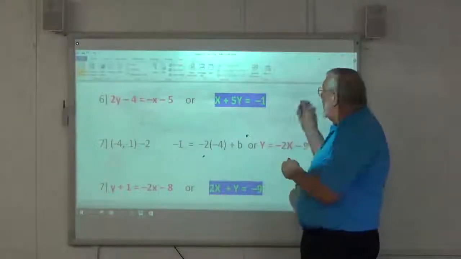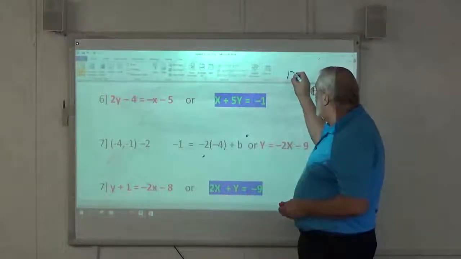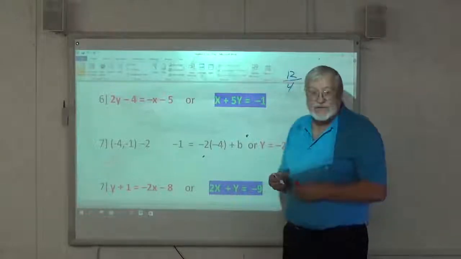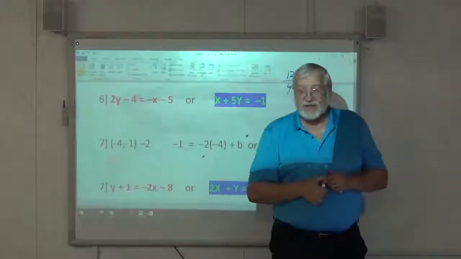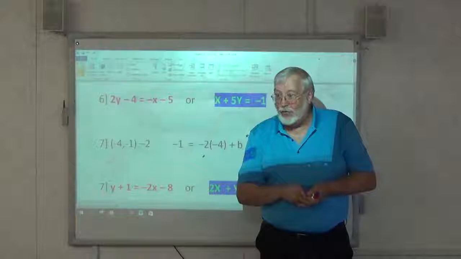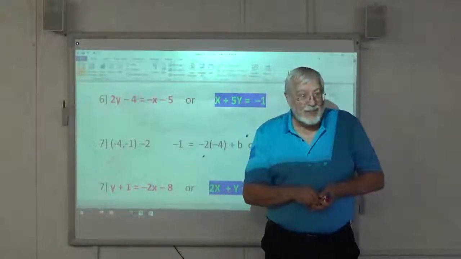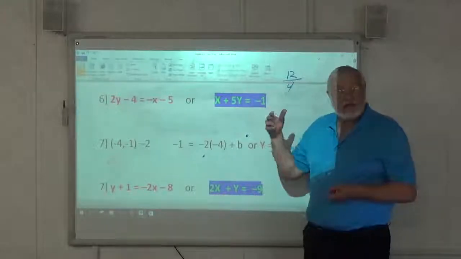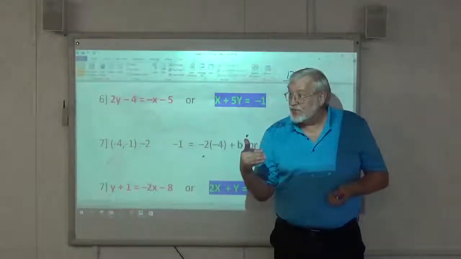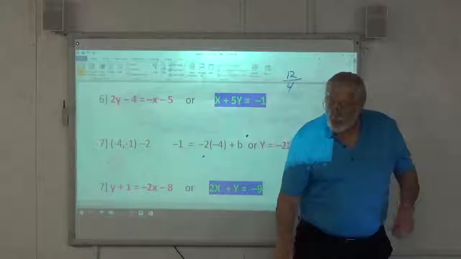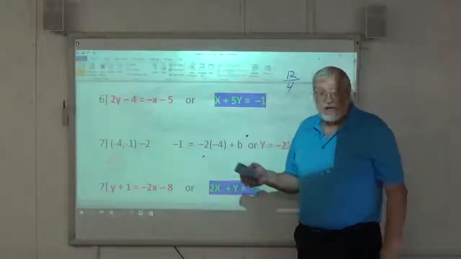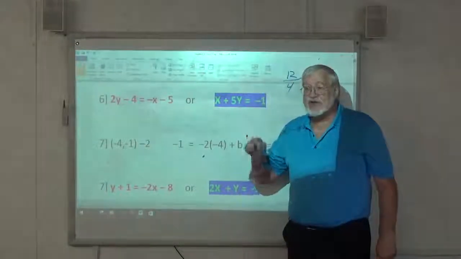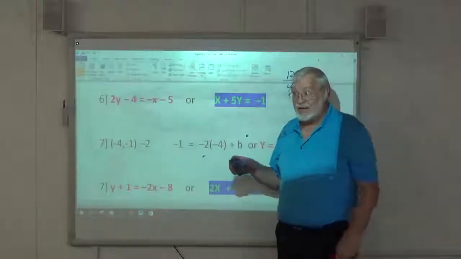Are you allowed to leave 12 over 4 as a fraction? Yes, as long as you don't call it final form. Oh, okay. All right. But in final form, that's wrong. Because there's something else you can do, right? The same thing is true with equations. Standard form equation is supposed to start with a positive value of a.